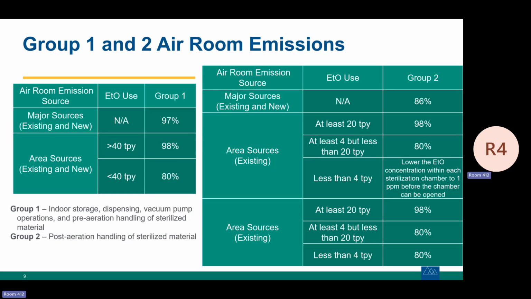I think one way to handle that is to do 2 separate instruments, right? You have a CEMS for your inlet and outlet of all your sterilization process, and then you have a separate instrument that you can do your room air.